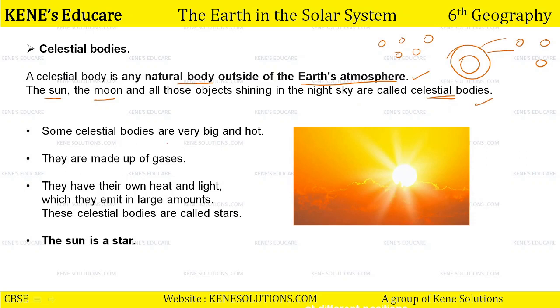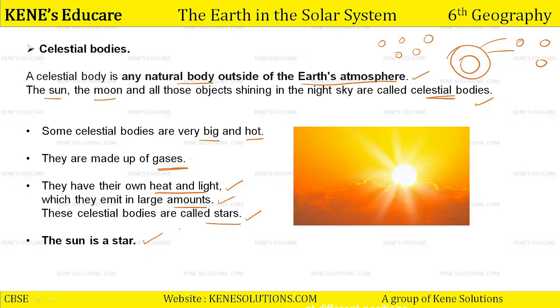Okay? Some celestial bodies are very big and hot. They are made up of gases. They have their own heat and light which they emit in large amount. These celestial bodies are called stars. Those celestial bodies which have their own heat and light and emit heat and light in large amount are called stars. And therefore sun is also a star because sun is very big and hot, made up of gases, has its own heat and light, emits the light in large amount, and hence sun is also a star. Sun is also a celestial body.